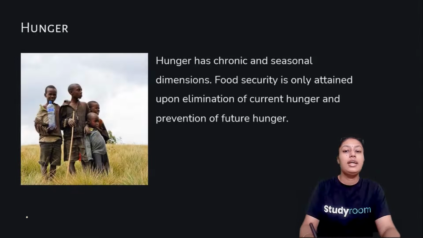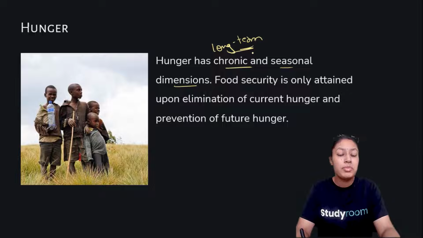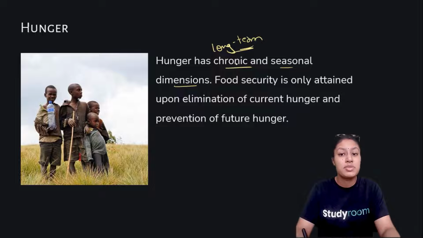Okay, hunger in India. Firstly, hunger has chronic and seasonal dimensions. Chronic means it's long term. It's a long term problem. It's not something that has recently generated. It is not something that will end anytime soon. It is a long term problem. It has a chronic dimension, and it has a seasonal dimension as well.